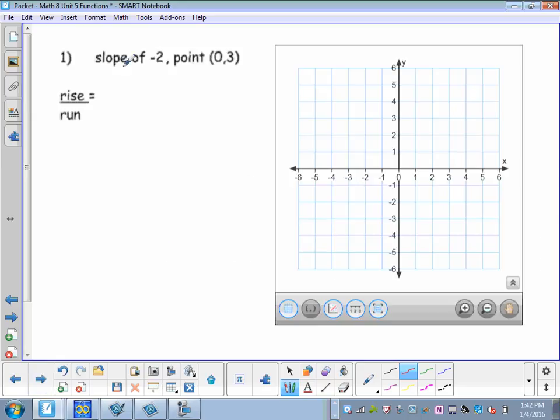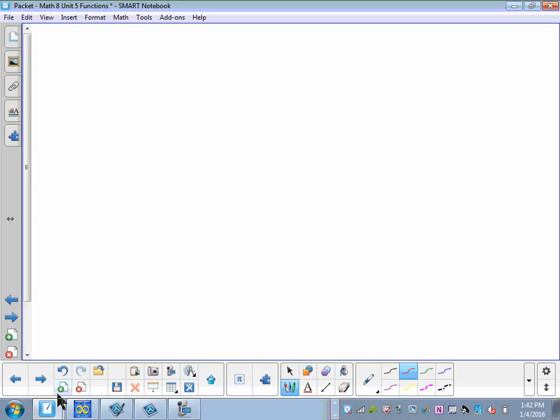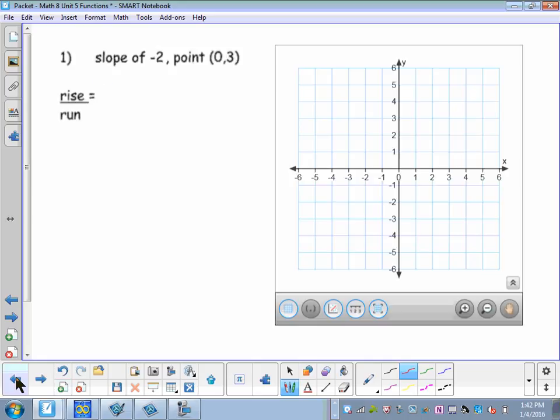So number one, we have the slope of -2 and a point of 0, 3. So let's identify our rise over run, or our slope. So the rise over run is -2 over 1.